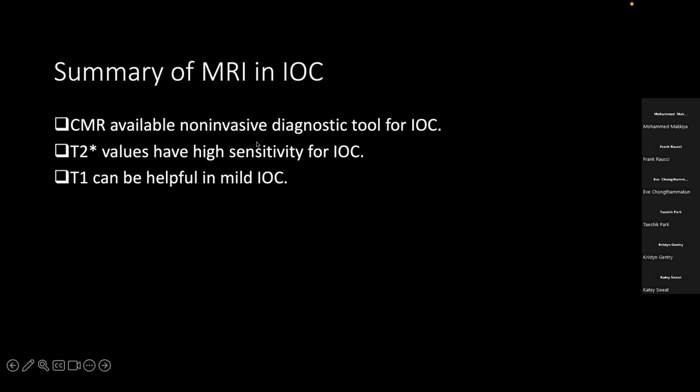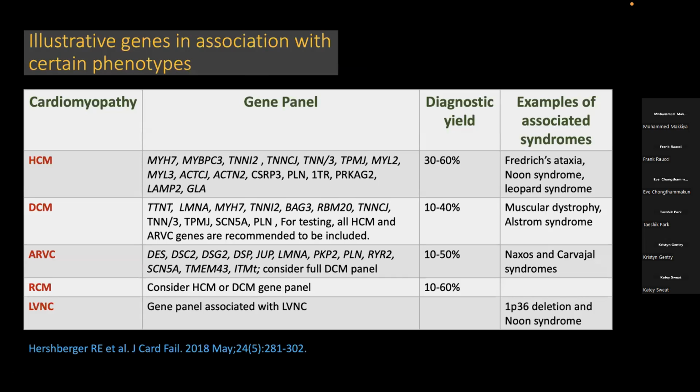So it's a non-invasive diagnostic tool for iron overload. T2 star values have high sensitivity. T1 can be helpful in borderline cases, particularly with mild iron overload cardiomyopathy.